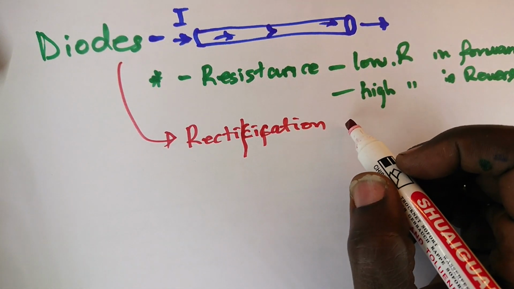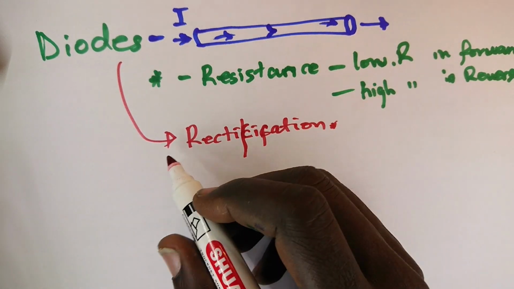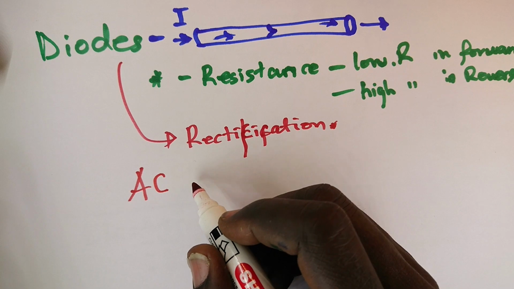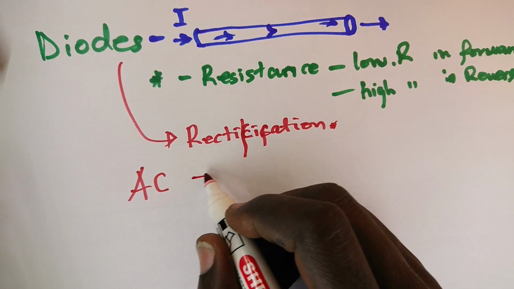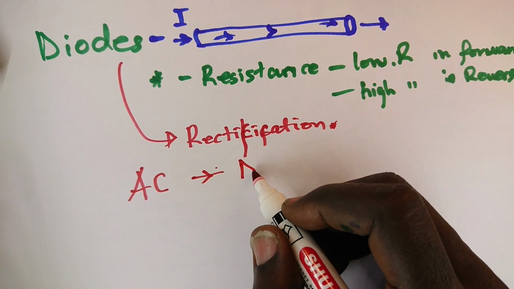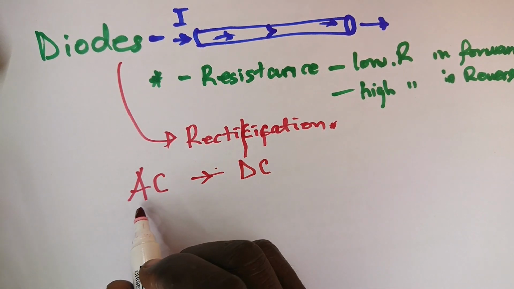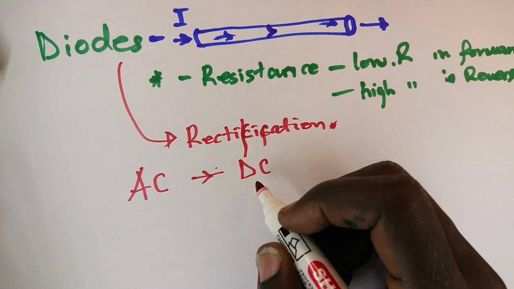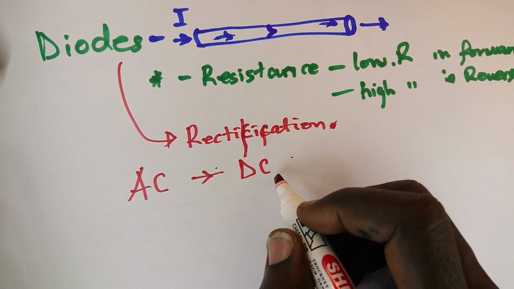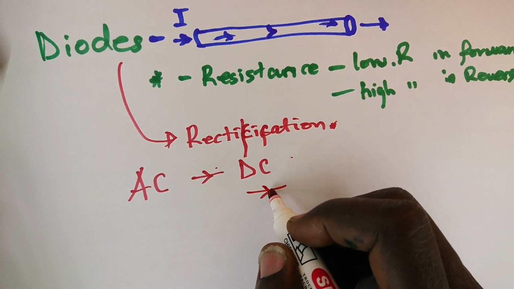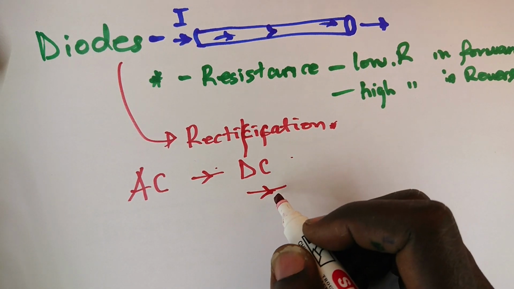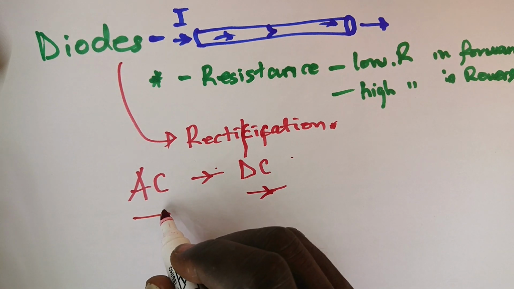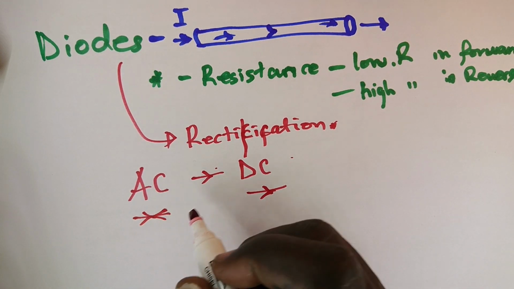Rectification is like correcting the direction. This is basically where you have AC and you want to convert it to DC, an alternating current into direct current. Direct current means it is directional. It moves in a given direction. It doesn't keep fluctuating to and fro, whereas AC has the attribute of oscillating to and fro.